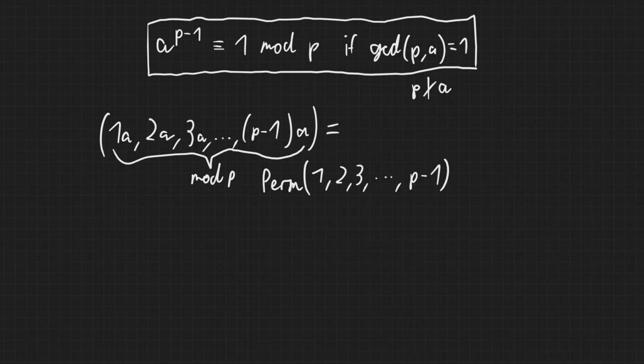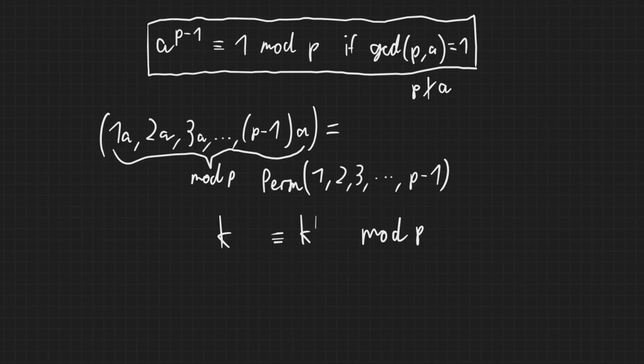Another way this could go wrong is if two multiples of a give us the same result. So there are two multiples, k times a and k prime times a, that give you the same result modulo p. And we can do basically the same thing. We multiply this equation by a to the minus 1, and this cancels out with a. So we have just k on the left-hand side, and similarly we have k prime on the right-hand side, and we see that k and k prime therefore have to be equal modulo p.